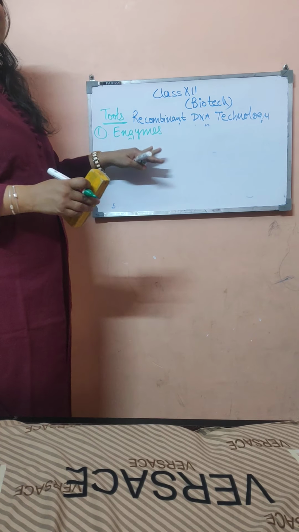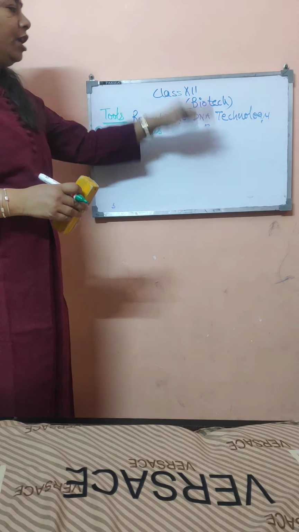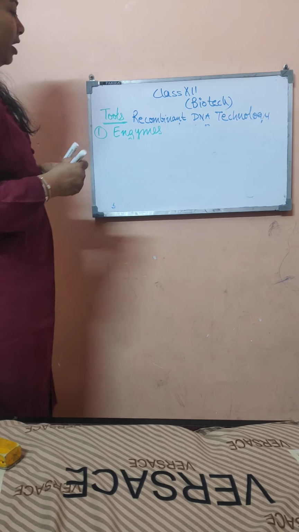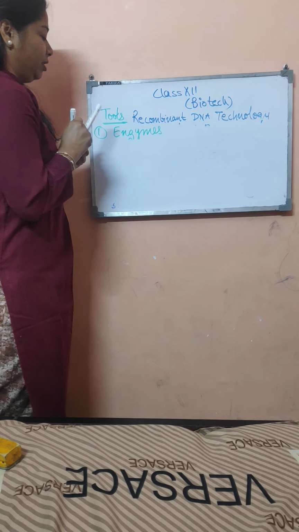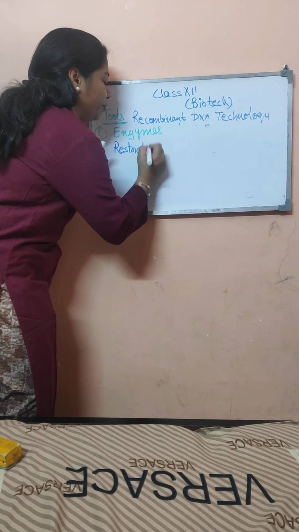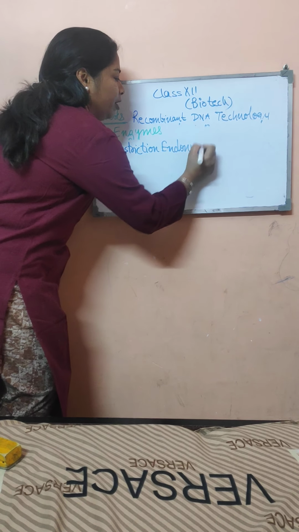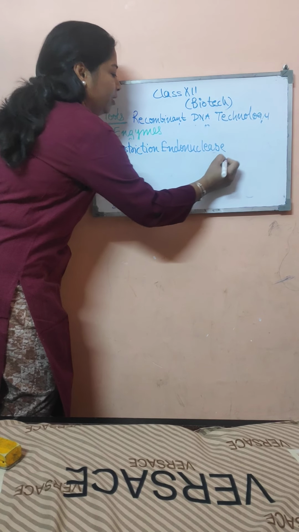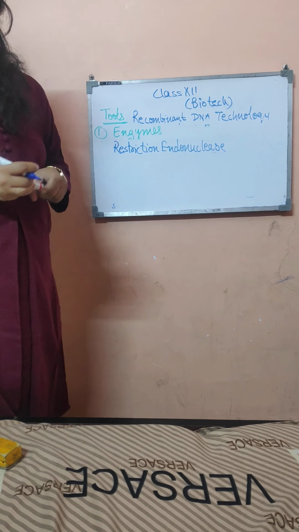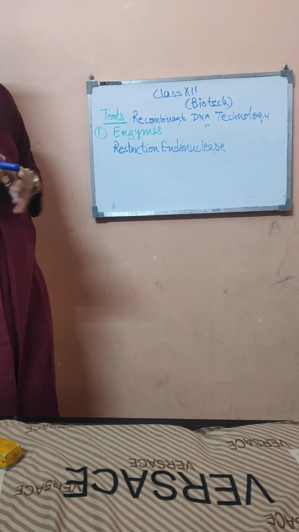As we know that enzymes are very specific in their function, and the most important enzyme of recombinant DNA technology is restriction endonuclease. Very, very important for recombinant DNA technology. What is this restriction endonuclease, and where is it present, and what is its function?